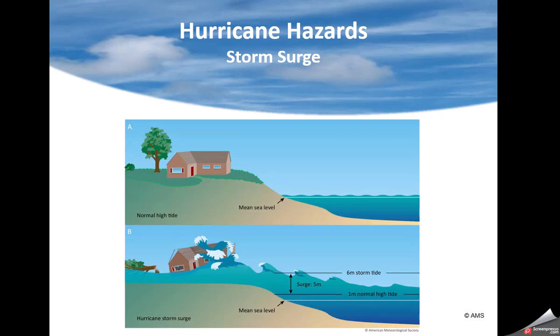And here you can see the example. When you raise the sea level height due to the storm surge coming in, you wind up literally destroying the buildings, with the waves on top of that as well. And storm surges can easily, in some locations in the United States, exceed 20 feet.